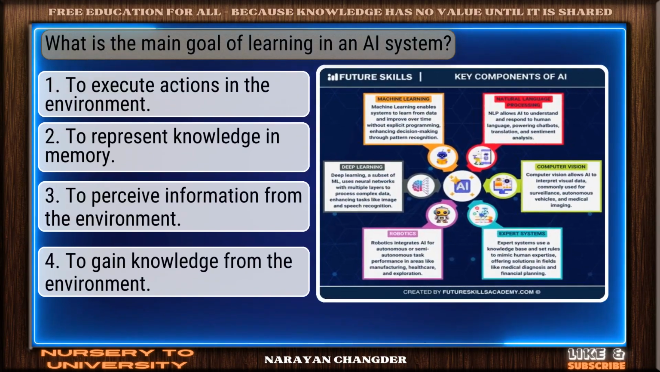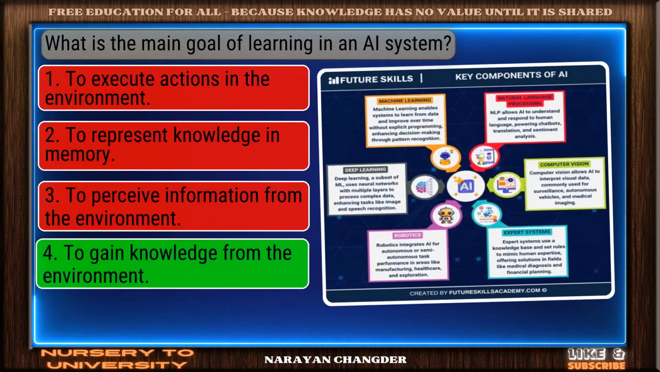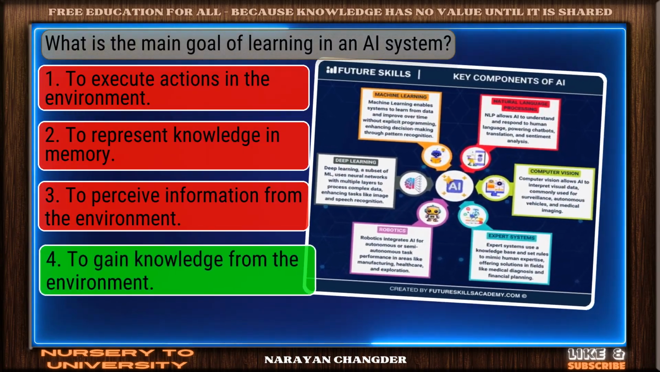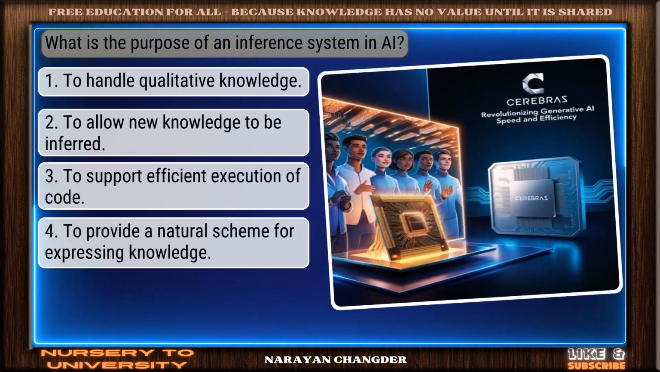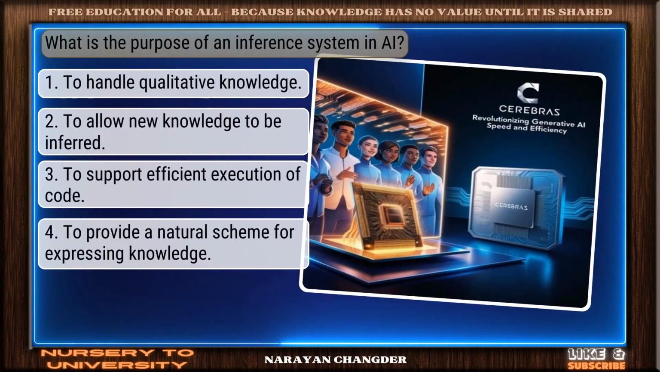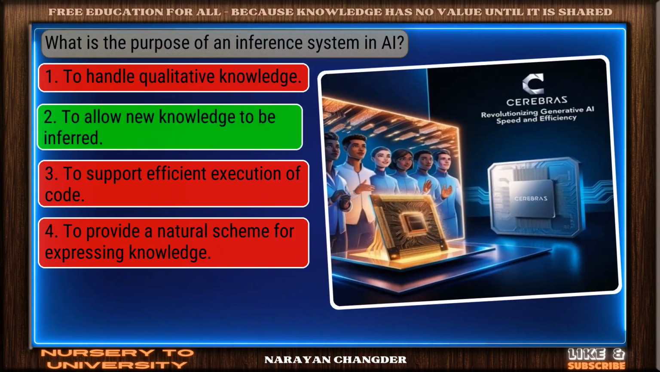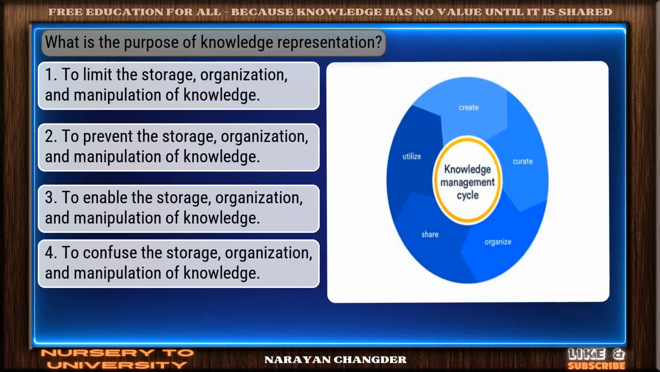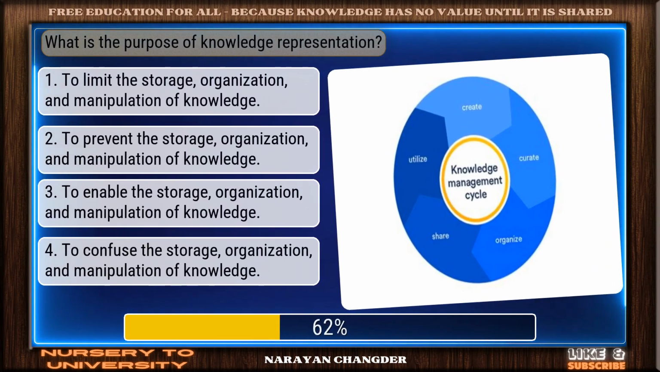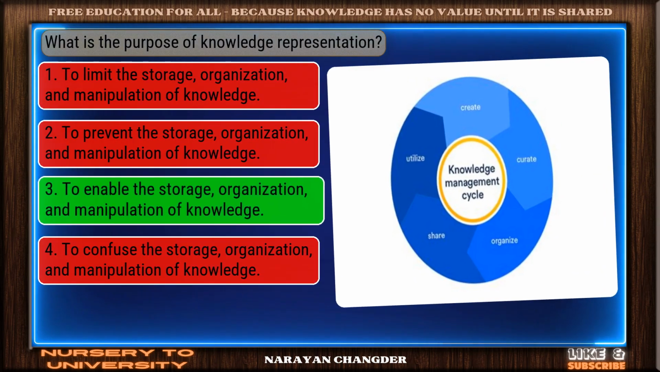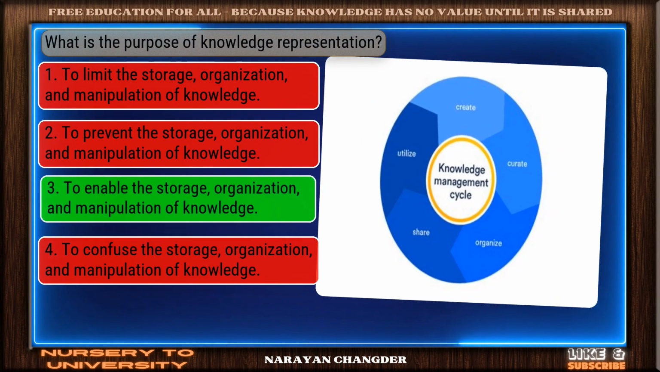Question number 20. What is the main goal of learning in an AI system? Great job. To gain knowledge from the environment is the accurate answer. Question number 21. What is the purpose of an inference system in AI? Valid point. To allow new knowledge to be inferred is true. Question number 22. What is the purpose of knowledge representation? Great thinking. To enable the storage, organization, and manipulation of knowledge is the right choice.